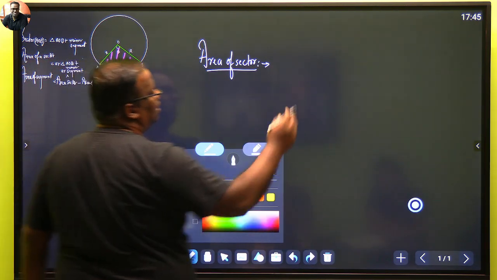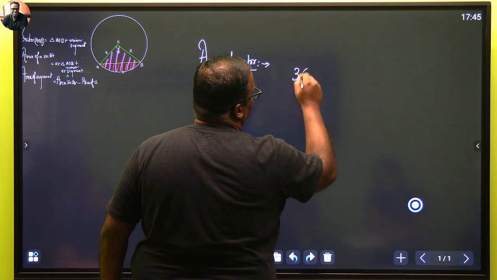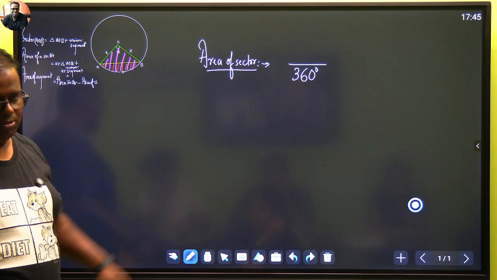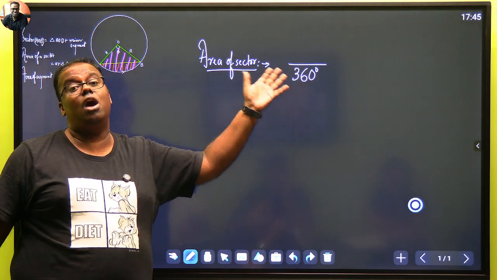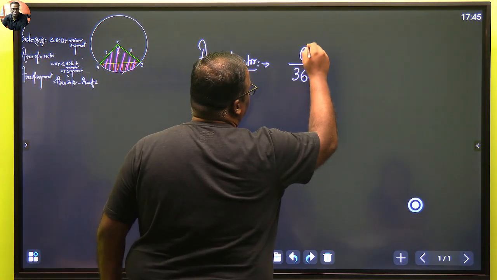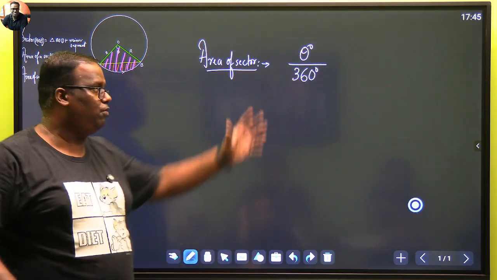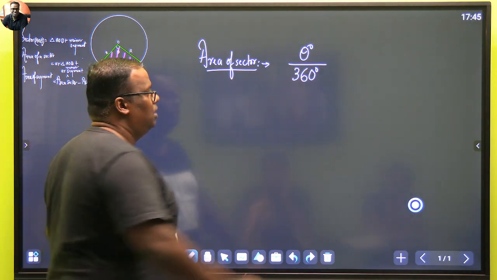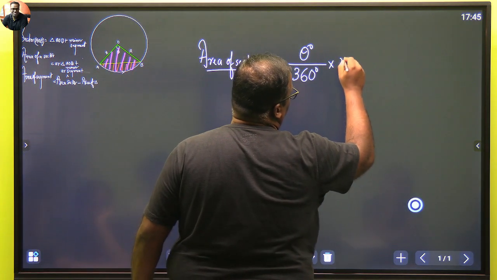It's very easy. 360 is the net revolution of the circle. We'll see it as a factor. How much fraction is it? It is theta degree upon 360 degree. This is the fraction. Fraction of what? The area of the circle.